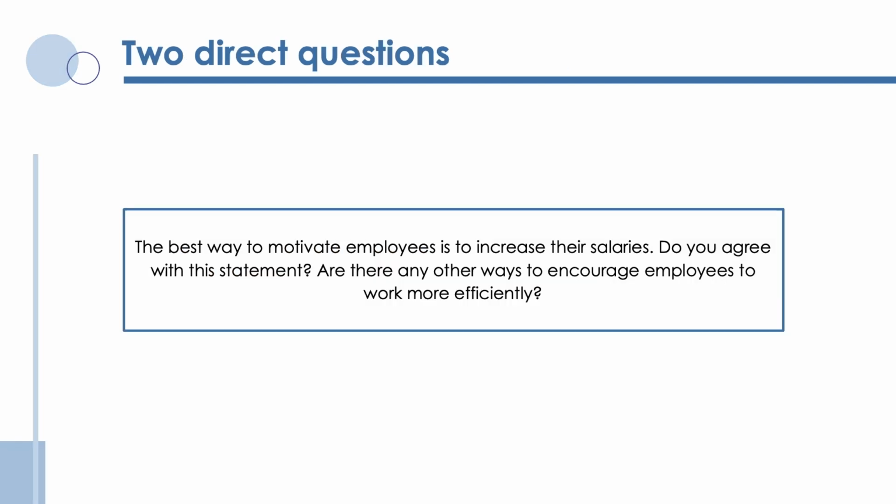Now, the next topic. The best way to motivate employees is to increase their salaries. Do you agree with this statement? Are there any other ways to encourage employees to work more efficiently? In this essay, we need to answer 2 questions. The first one is about your opinion. This means that you should give your opinion in the introduction. As for the second question, you should offer some other ways to encourage employees to work more efficiently. Again, you should mention this question in your introduction.